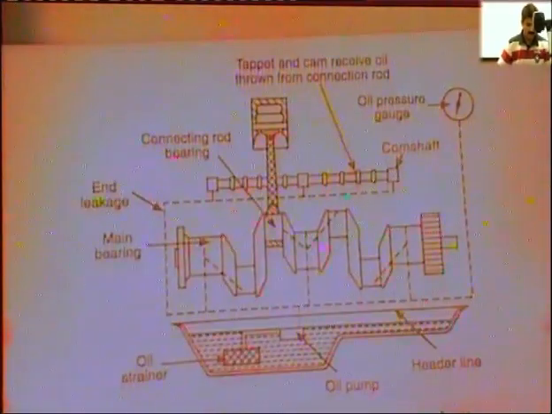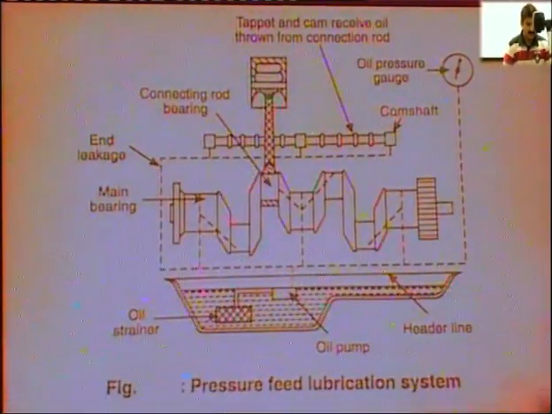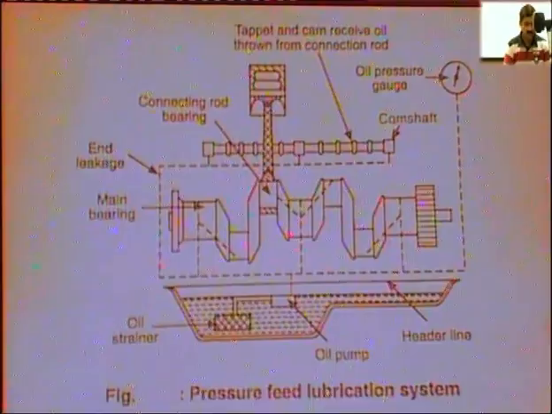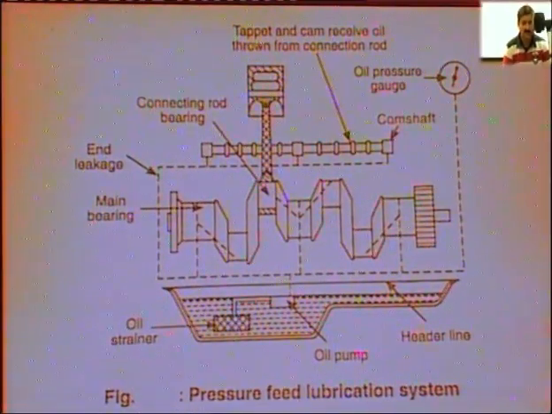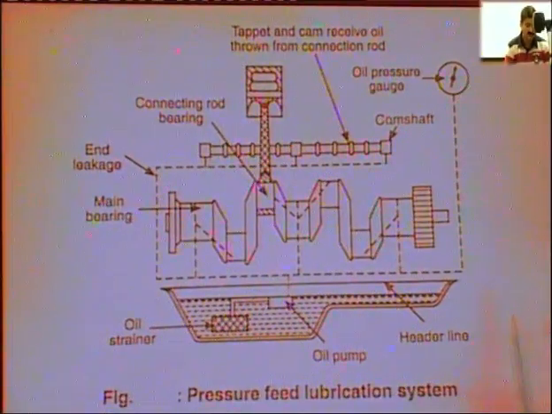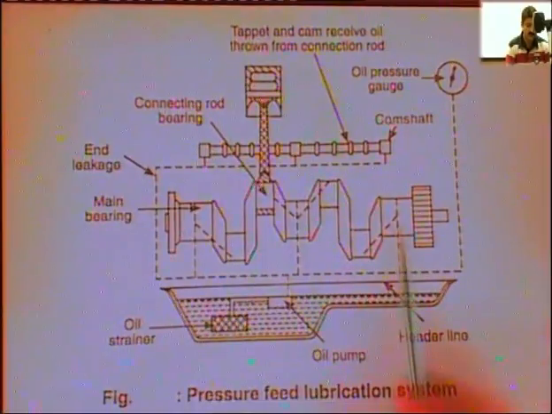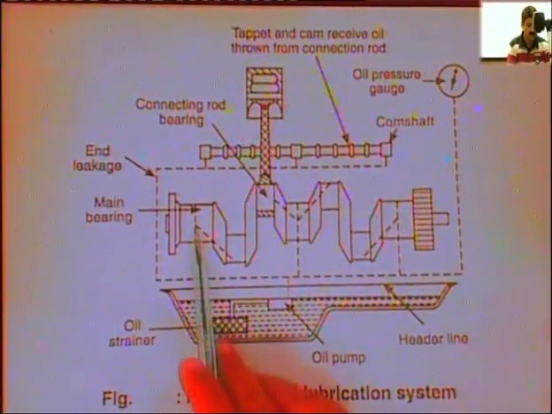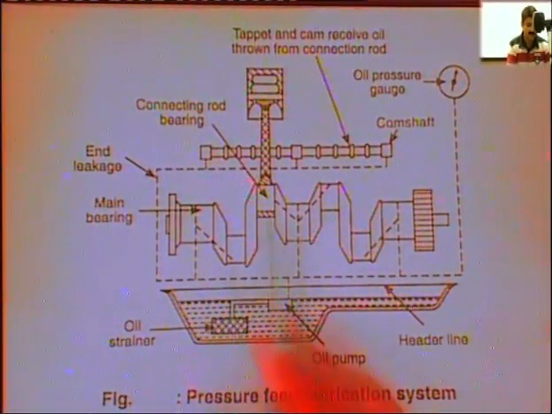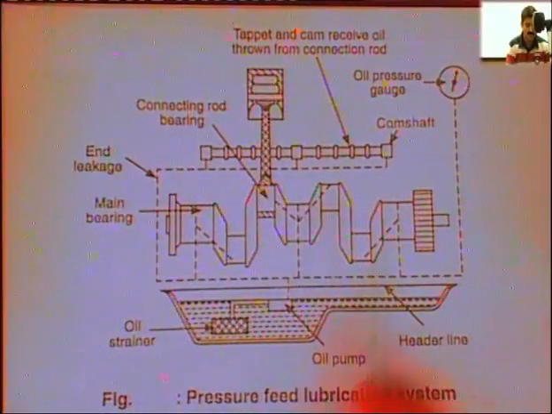And the third one was the pressure feed lubrication system, in which the splash is not there. There is no role for splash, but the oil galleries are provided up to the point of lubrication. And also there is a feature that oil holes are drilled inside the crankshaft.